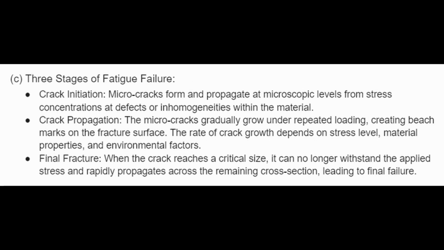1. Crack initiation. Micro cracks form and propagate at microscopic levels from stress concentrations at defects or inhomogeneities within the material. 2. Crack propagation. The micro cracks gradually grow under repeated loading, creating beach marks on the fracture surface. The rate of crack growth depends on stress level, material properties, and environmental factors. 3. Final fracture. When the crack reaches a critical size, it can no longer withstand the applied stress and rapidly propagates across the remaining cross-section, leading to final failure.